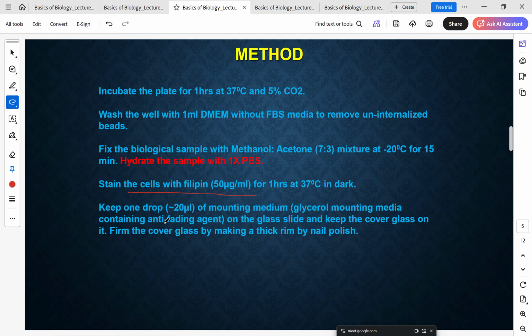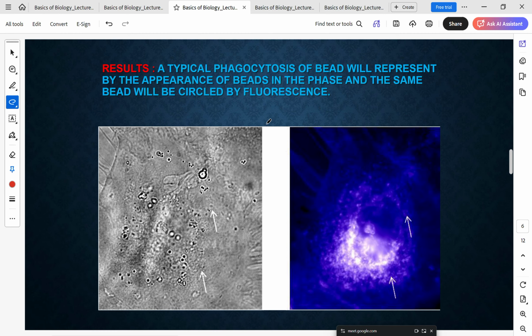Then you mount the cover slip using glycerol or an anti-fade mounting media, and then you take it for imaging. What you will observe is something like this.